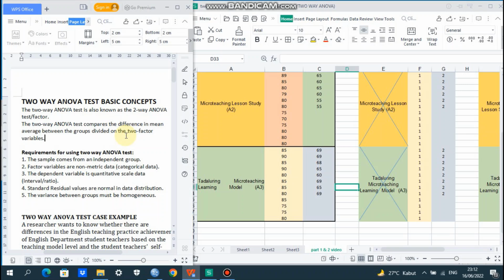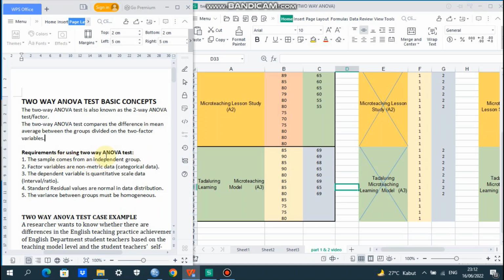Okay, today we are going to talk about two-way ANOVA test part 2. This is the other way on how to analyze two-way ANOVA using SPSS 21. First of all, we are going to talk about two-way ANOVA test basic concepts. The two-way ANOVA test is also known as the two-way ANOVA test factors. The two-way ANOVA test compares the difference in mean average between the groups divided on two factor variables.